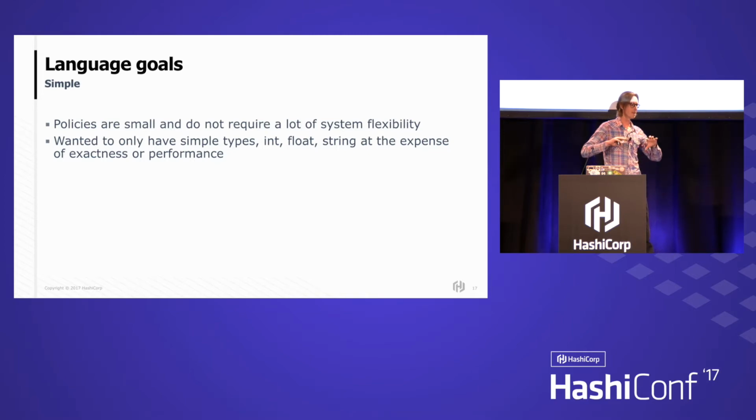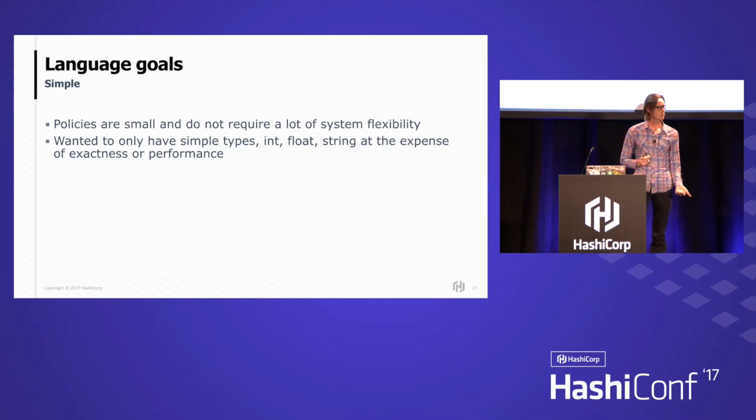And when we looked at many programming languages, you've got complex types, you've got multiple different types of integers, and you've got differentiation between signed and unsigned. When we looked at that for policies, we were like, do we really need that? We really wanted the types exposed and used in Sentinel to be simple. We wanted integer, float, Boolean values, and strings. This came at an expense of performance and precision, but it enhances the key thing, which is the readability.